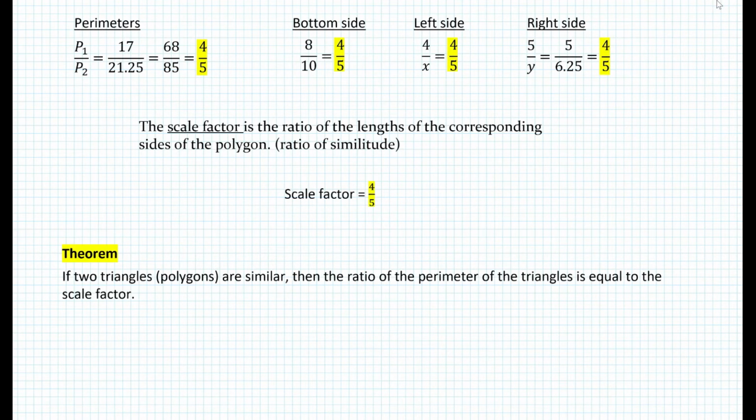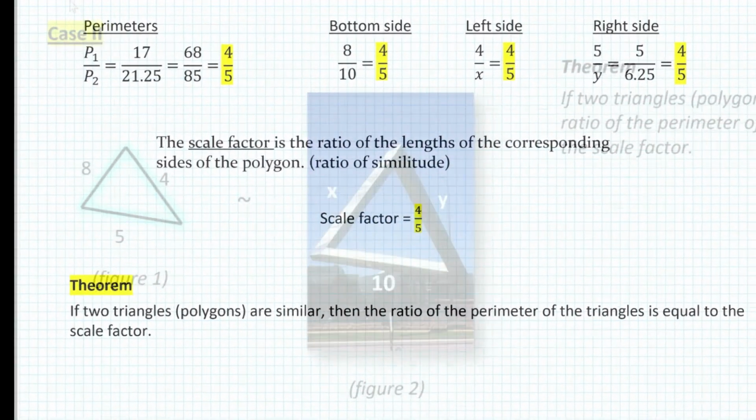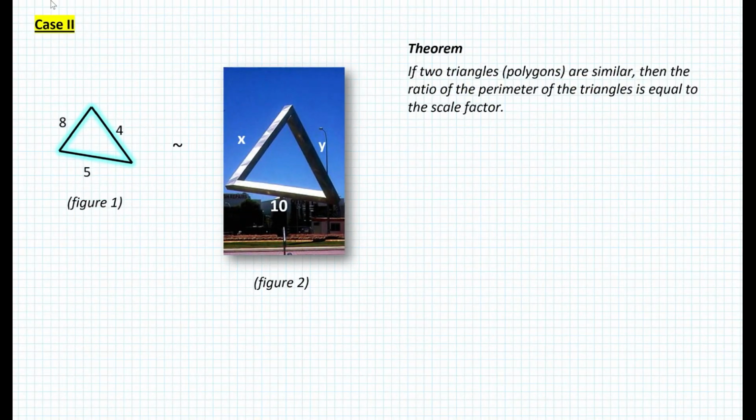So the pertaining theorem now is: if two triangles or polygons are similar, then the ratio of the perimeters of the triangles is equal to the scale factor. So now that we know this information, how can we use this theorem to figure out the other two cases pertaining to the triangles? Let's now look at the second case.